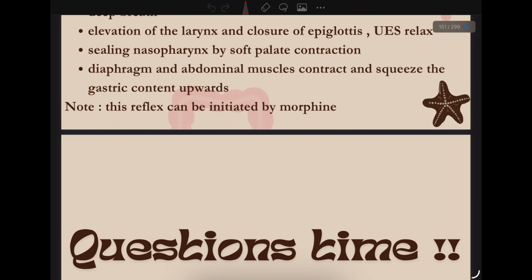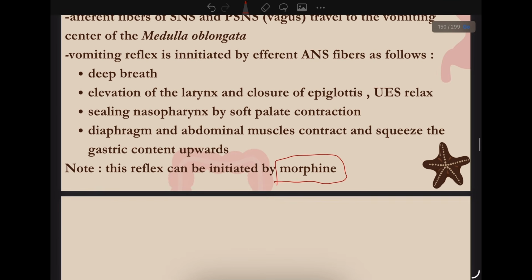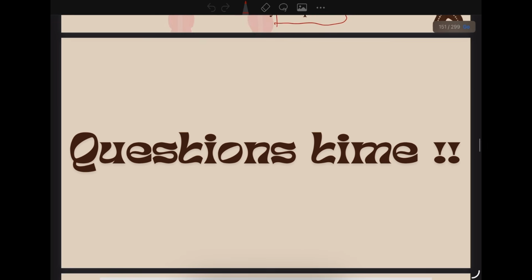This reflex can also be initiated by morphine. So even if there is no overdistension or anything, morphine can still stimulate this reflex. And not only morphine, other chemicals can make you feel nausea and feel like you are going to vomit because they stimulate these same receptors and same center. Questions?